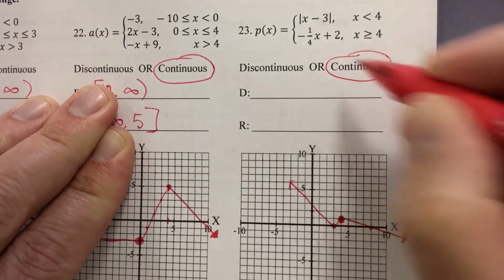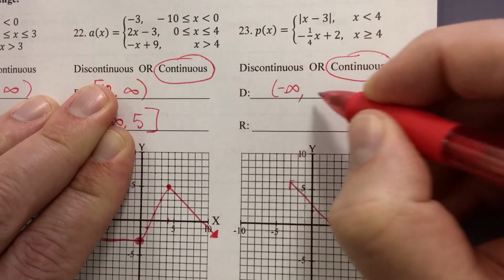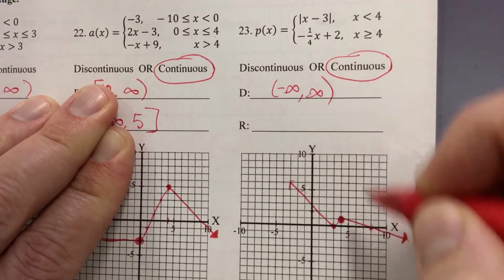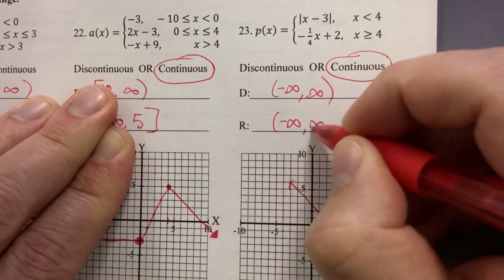This is another continuous example. Domain goes left and right forever. Doesn't appear to be any gaps here. Range looks like it goes down and up forever without any gaps as well.